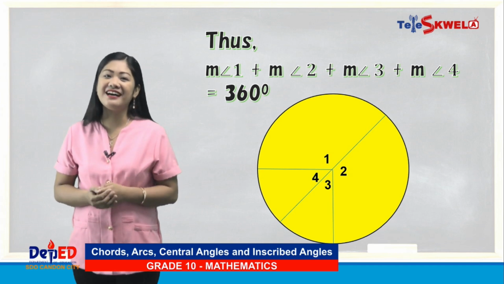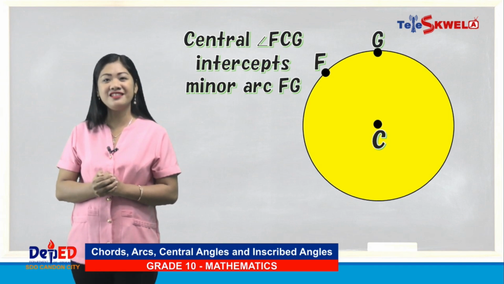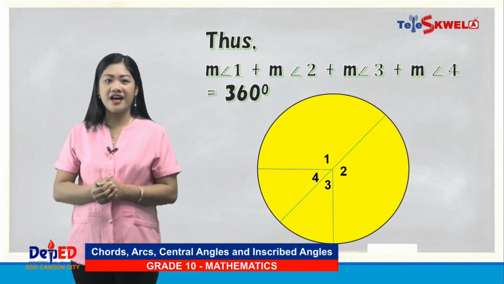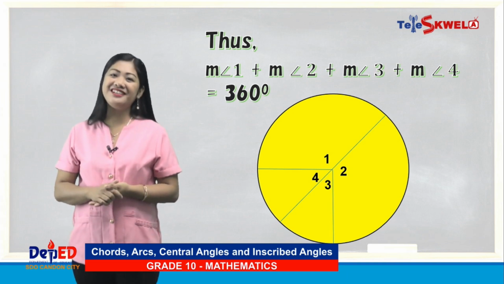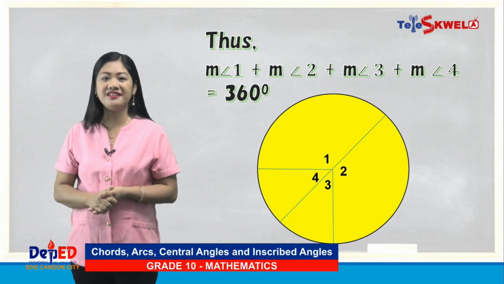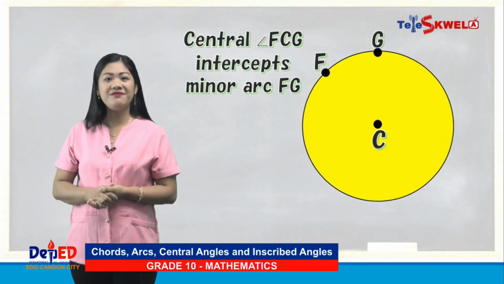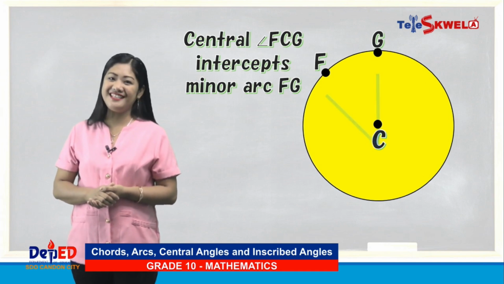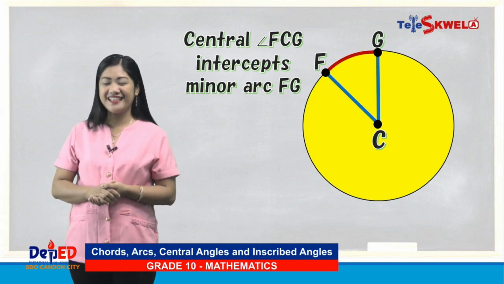Now, let us find out the relationship between the central angle and the intercepted arc of a circle. Using circle C, the following can be shown. Central angle FCG intercepts minor arc FG.